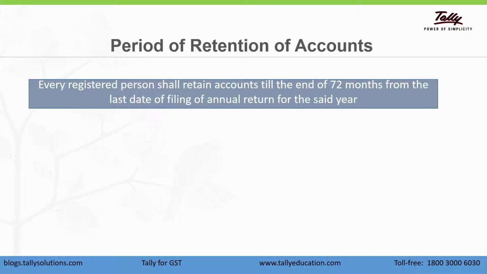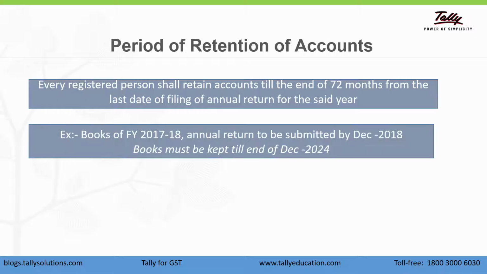Let us understand this with an example. Books of financial year 2017 to 18. The annual return for this year must be submitted by December 2018. So the books for this year must be kept till the end of December 2024, which is 72 months.